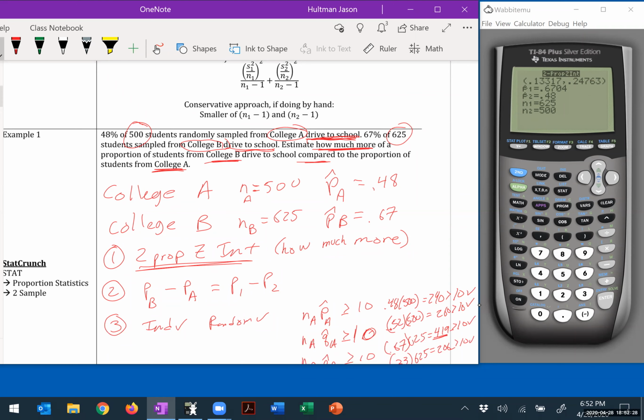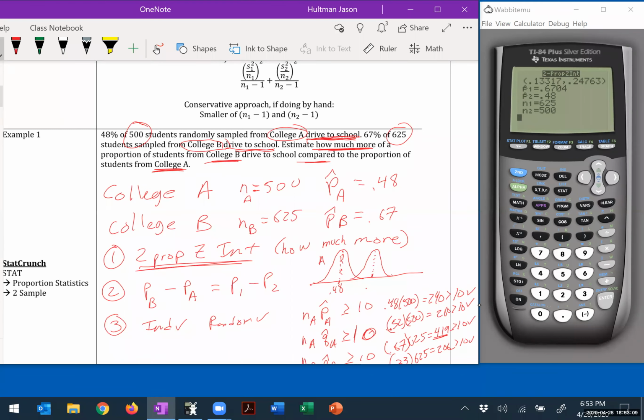And because we have such a large sample size, if we were to graph these different colleges, they might look something like this. A sample size of 500 is going to make an extremely narrow graph. The larger the sample size, the less variation my graph has. So maybe it looks like this, where the mean would be at 48%, 0.48. That's college A.